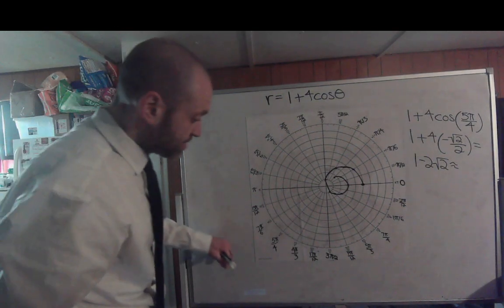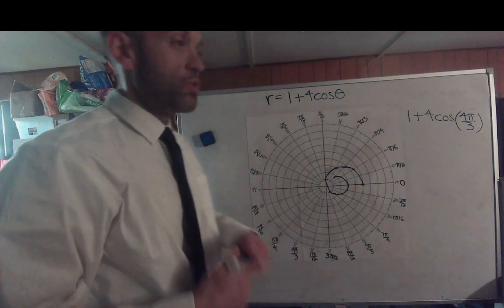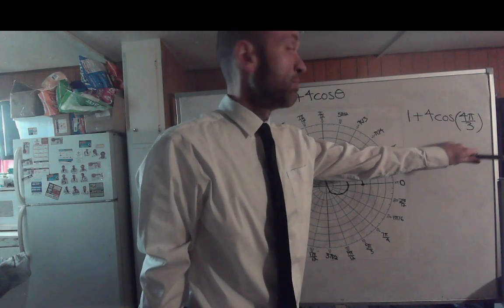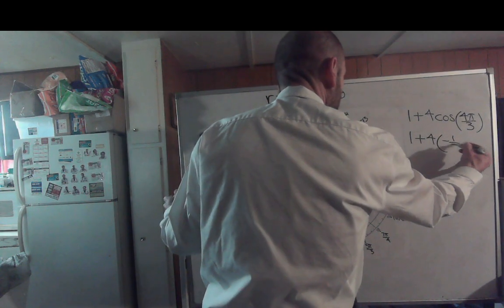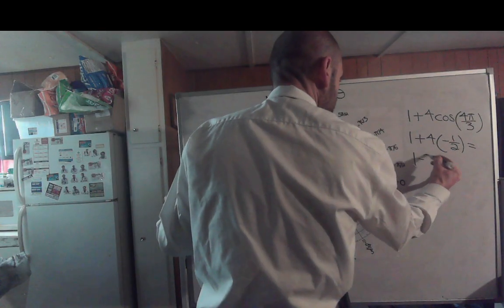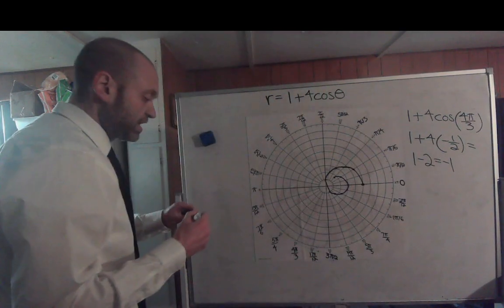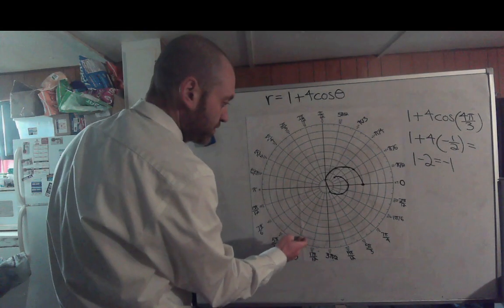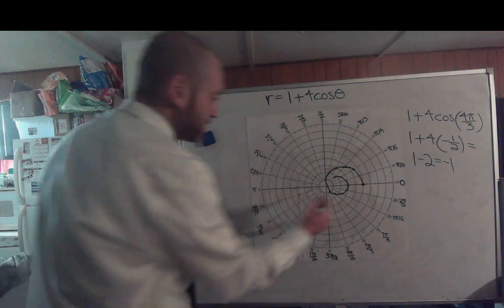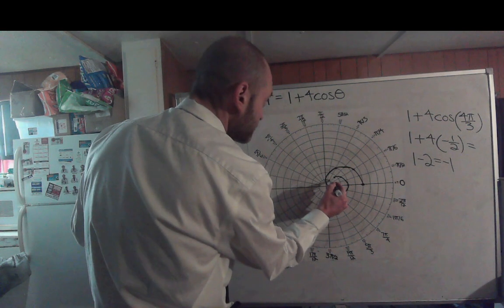Okay, so next then is going to be 4 pi over 3. Alright, so we have to deal with the cosine of 4 pi over 3. Well, what's normally the cosine of pi over 3? That's normally 1/2, but since we're in the third quadrant, it'll be negative. So we'll have 1 plus 4 times negative 1/2, which would give me 1 minus 2, or simply negative 1. If I go in the negative direction on 4 pi over 3, that'll put me on positive pi over 3 right here at the radius of 1.